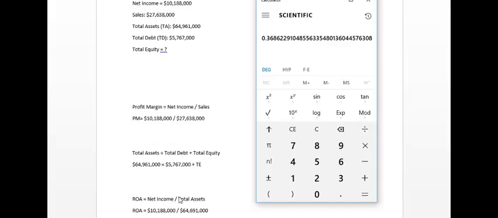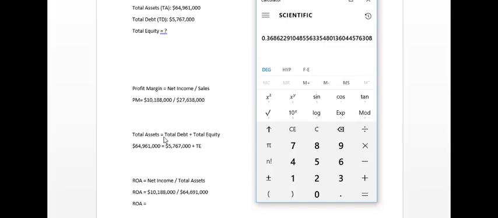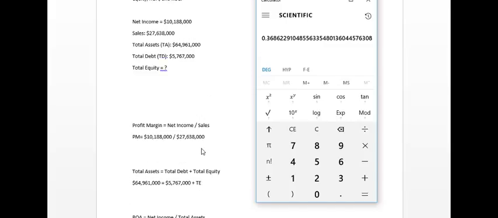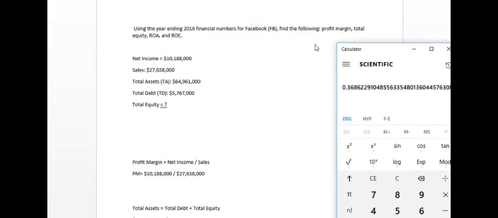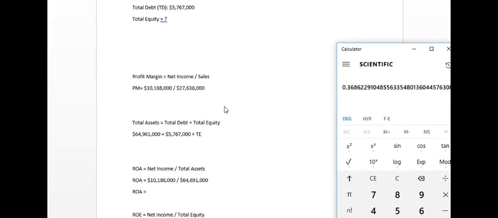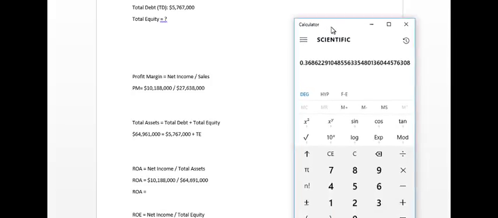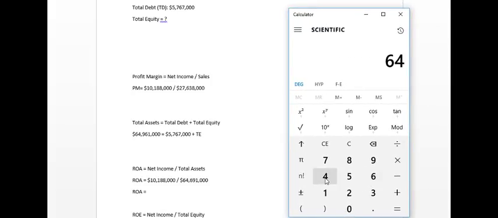So the next piece, we have to find the total equity. Total assets is equal to total debt plus total equity. I put this equation up here because what we need to do is solve for total equity, as asked for in the beginning part of this problem. So total equity is a variable here. We know what the total assets are because we found that: 64,961. And now to solve for the total equity, I'm going to move this number algebraically onto the other side. So I'm going to subtract 5,767, and that will give us 59,194.